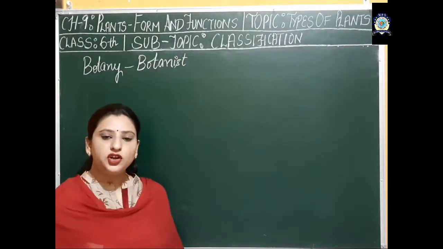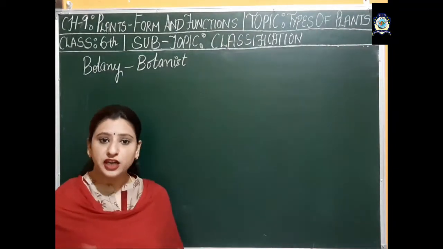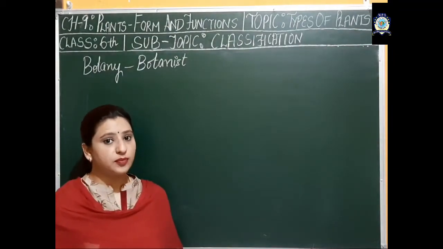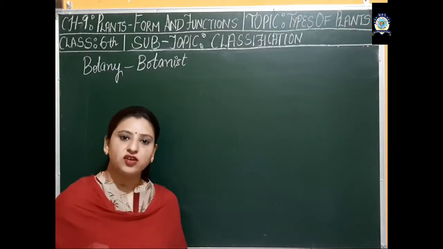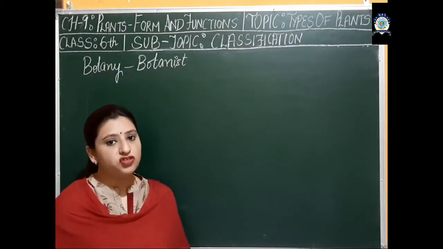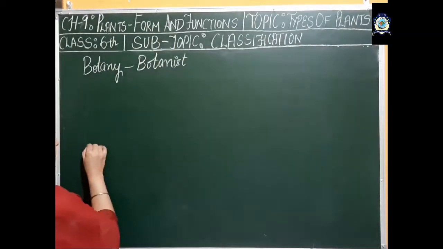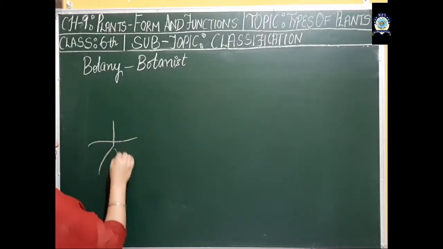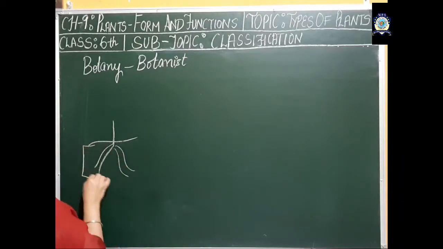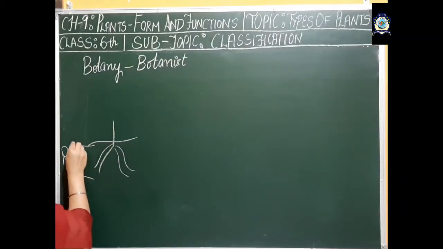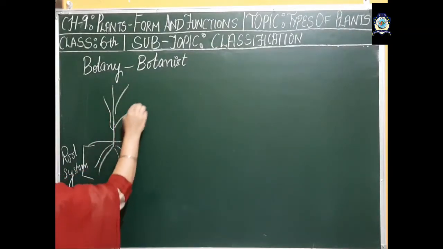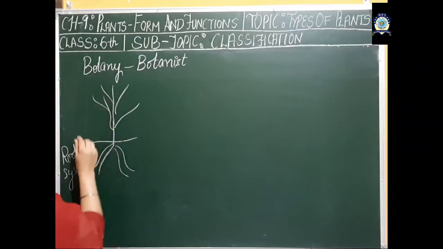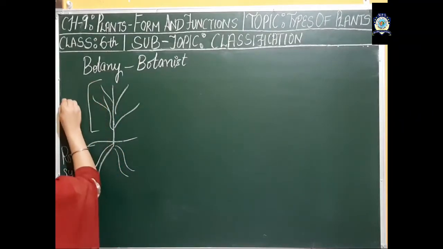If I talk about the different types of systems which are present in the plant, from the very beginning, from the junior classes, we have learned that a plant has two main systems. One system is present beneath the soil, which is called the root system, and the system which is present above the soil is called the shoot system.